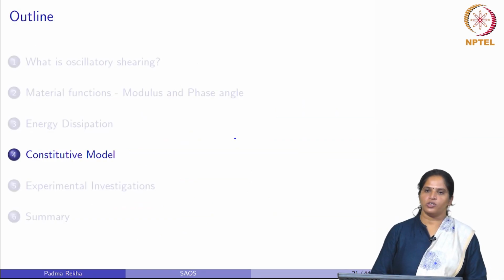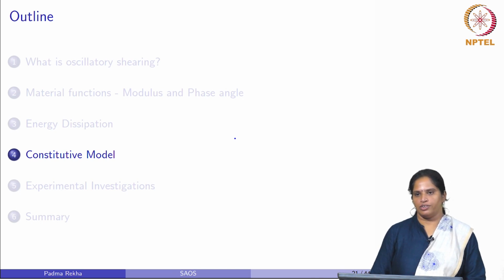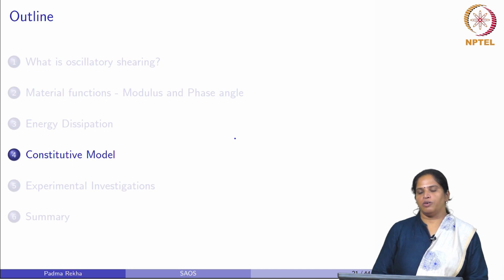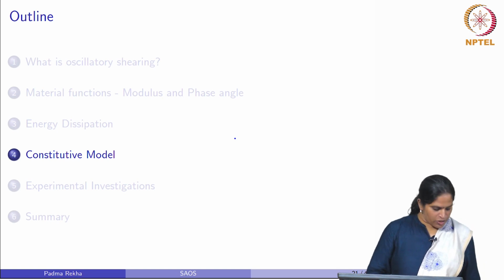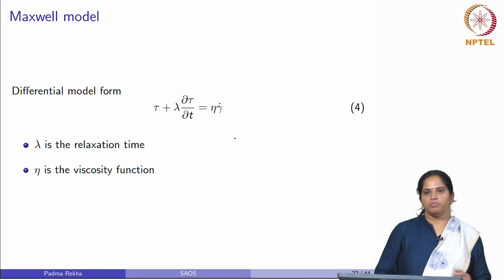Next is constitutive modeling. We have seen the response of a material to an oscillatory shearing, and we have defined modulus functions and a phase angle function for oscillatory shearing. Now, we will see how to predict the response of a material to an oscillatory shearing using simple linear equations. These constitutive model equations are one dimensional equations.